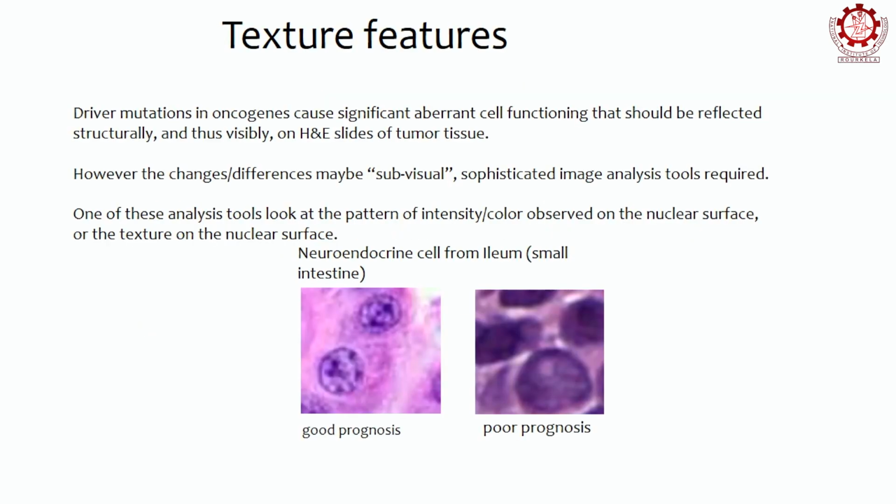Okay, so what are these different textures, and what do they quantify? A lot of times, because of different kinds of mutations, the texture of the nuclei might be different, or a certain kind of texture might be associated with certain kinds of mutations. So, that is why it is important to study these textures. For example, in this particular case, you can see that the texture is different, and this kind of texture led to good prognosis of the patient, and this texture led to bad or poor prognosis of the patient.